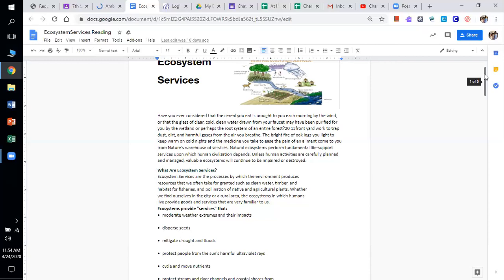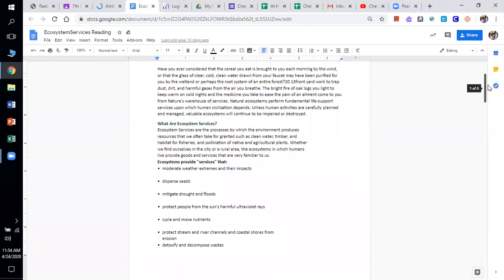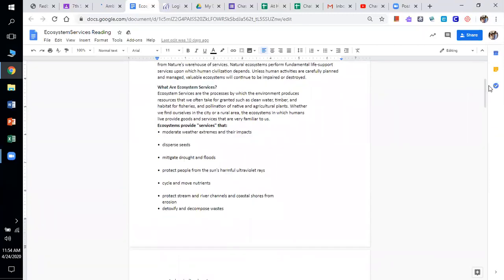Natural ecosystems perform fundamental life support services upon which human civilization depends. Unless human activities are carefully planned and managed, valuable ecosystems will continue to be impaired or destroyed. So what are ecosystem services? Ecosystem services are the processes by which the environment produces resources that we often take for granted, such as clean water, timber, habitat for fisheries, and pollination of native and agricultural plants. Whether we find ourselves in a city or a rural area, the ecosystems in which humans live provide goods and services that are very similar to us.